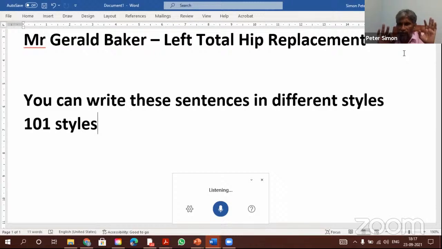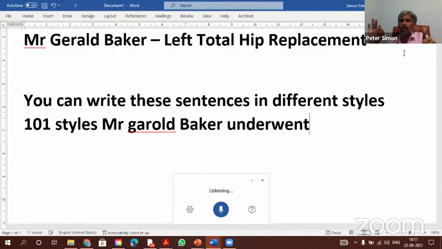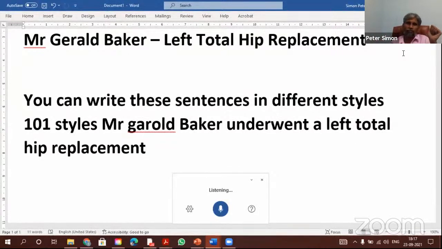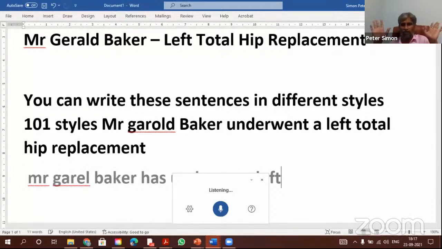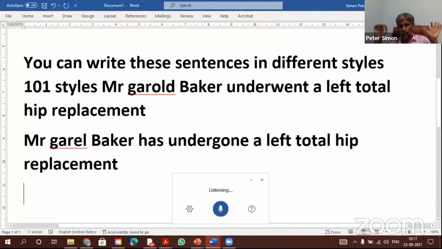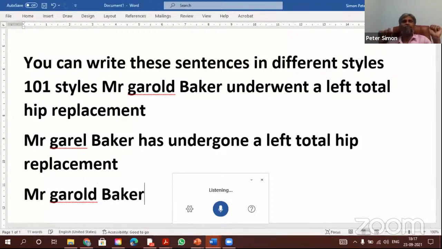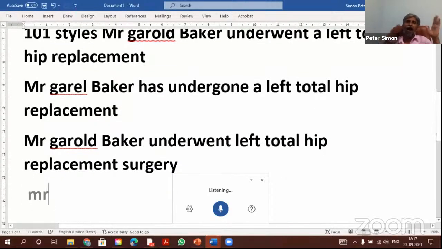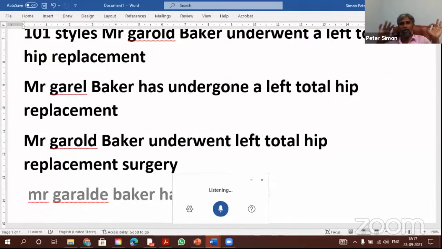Mr. Gerald Baker underwent a left total hip replacement. Mr. Gerald Baker has undergone a left total hip replacement. Mr. Gerald Baker underwent left total hip replacement surgery. Mr. Gerald Baker has undergone left total hip replacement surgery.